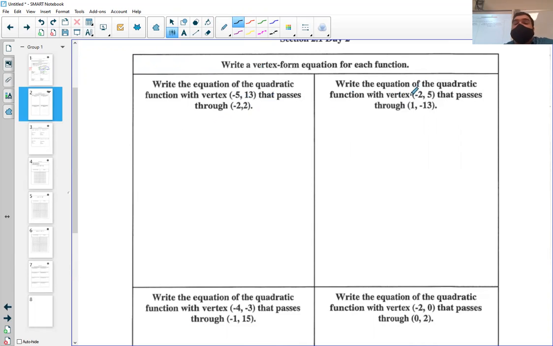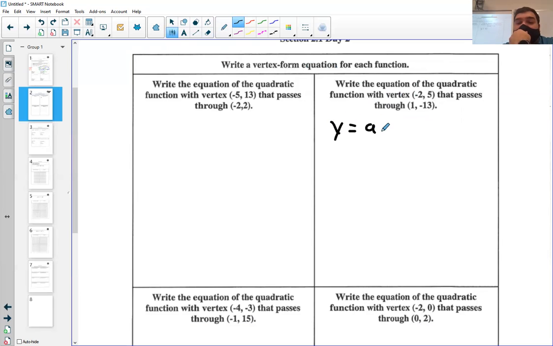All right, next one, we're going to do number 2 here. Write an equation with the vertex of this and the point that passes through that. I should just read it out. -2, 5, and passes through the point 1, -13. That's the only thing you actually care about for this information. In the test, I will give you the equation.